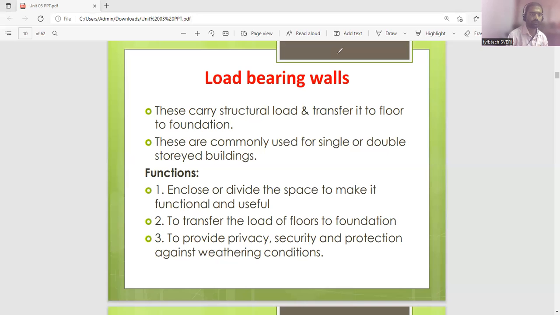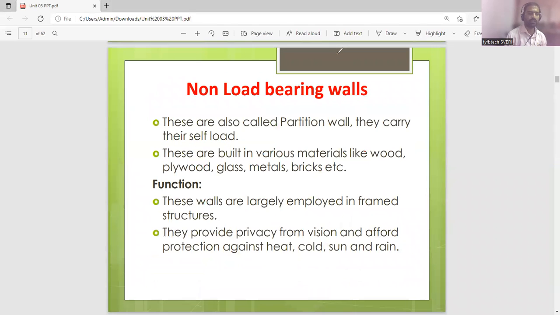Why are there only a few people? Okay. Then next one, non-load bearing walls. What are non-load bearing walls? These are also called partition walls. They carry their self load. They carry only self load.